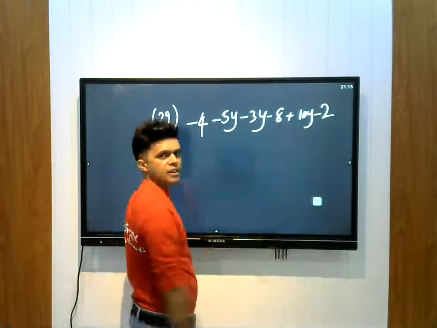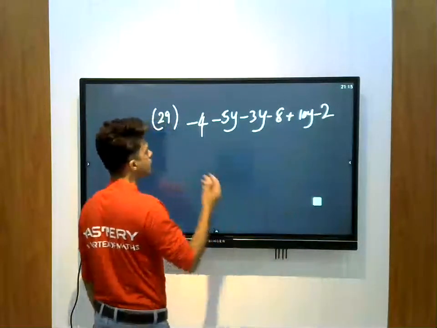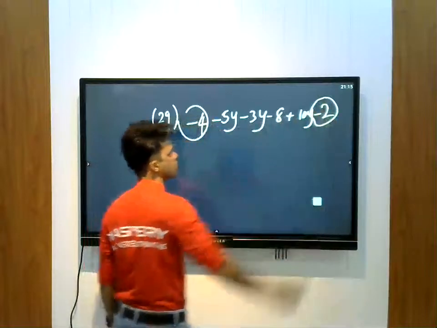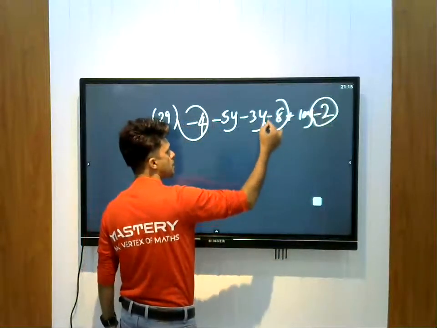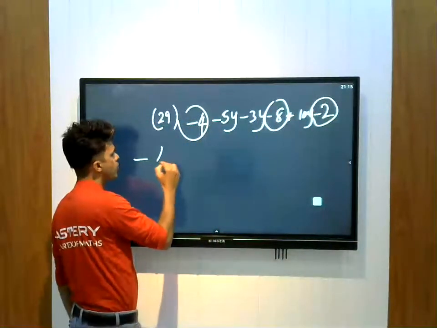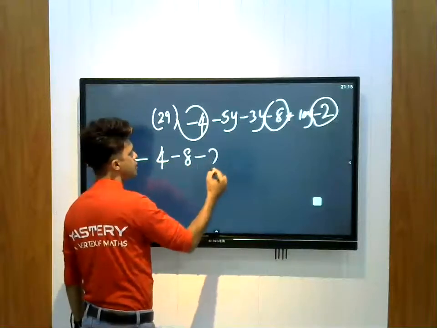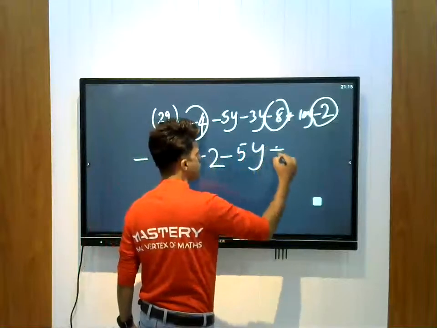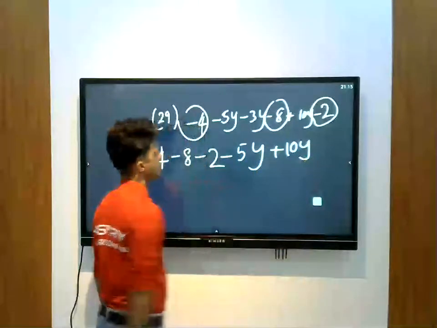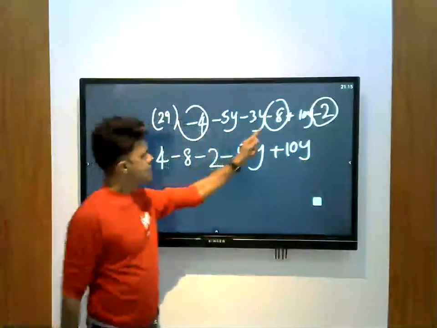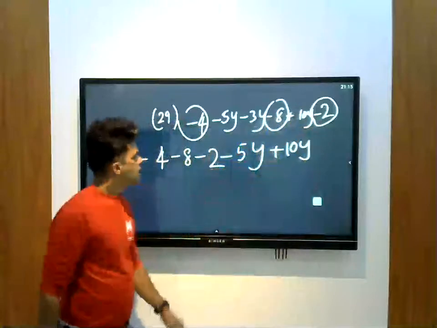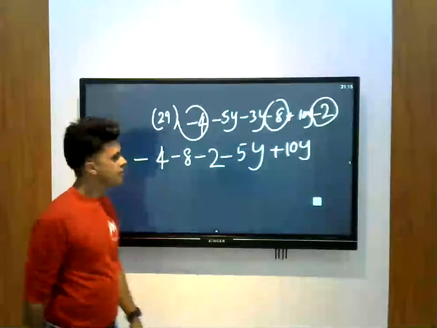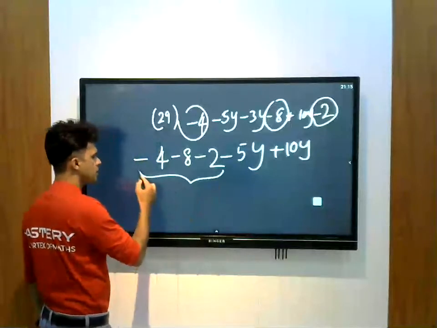Here is plus 10y. Simplify the like terms. Here minus 4, minus 2, and minus 8 also can be considered. So minus 4, minus 8, minus 2. And minus 5y and plus 10y also can be written. Now simplify these terms.